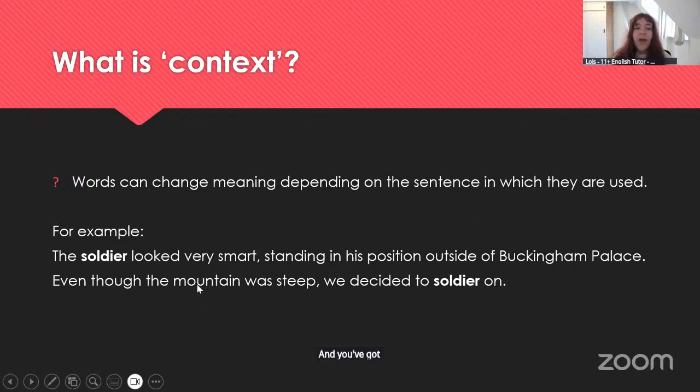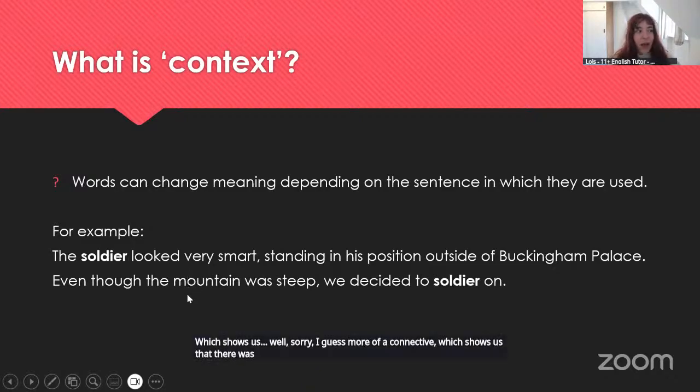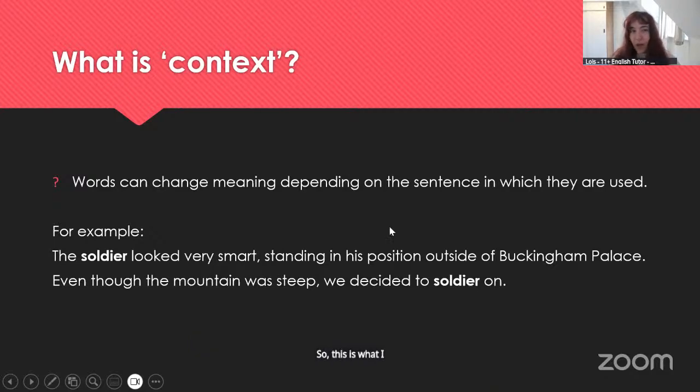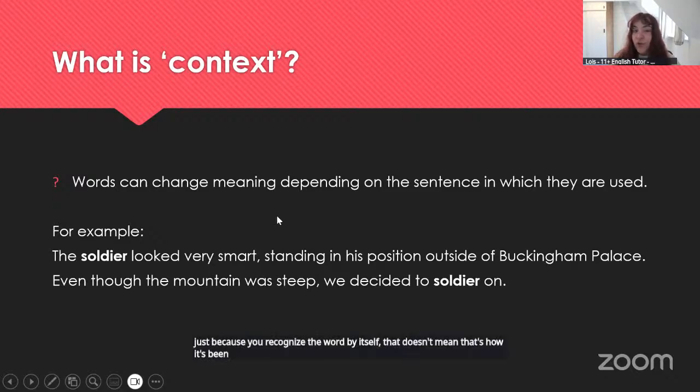And you've got the clues. The mountain was steep, and then that connective, even though, shows us that there was something they were having to fight against. So this is what I mean. The point of these examples is just to show you that just because you recognize the word by itself, that doesn't mean that's how it's been used. So just be aware of that.